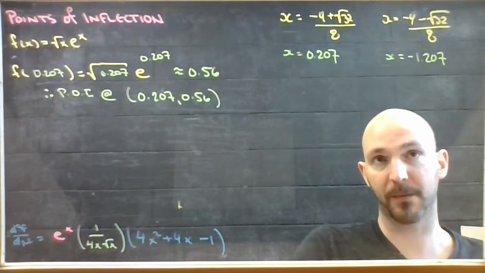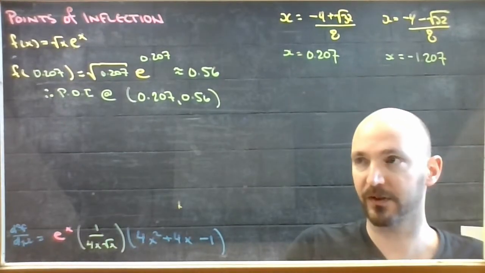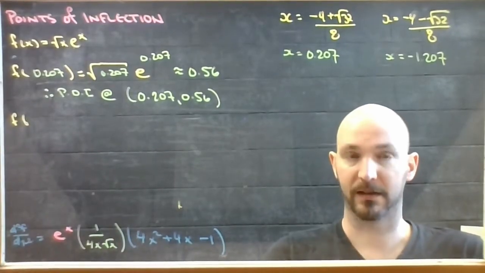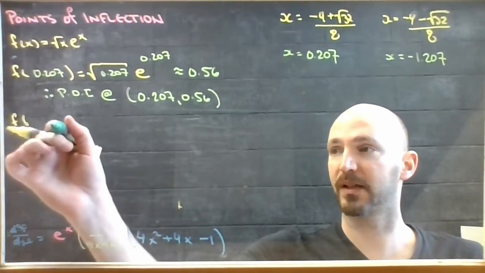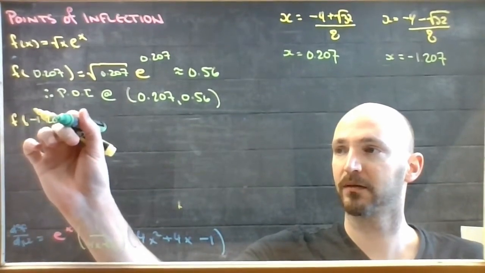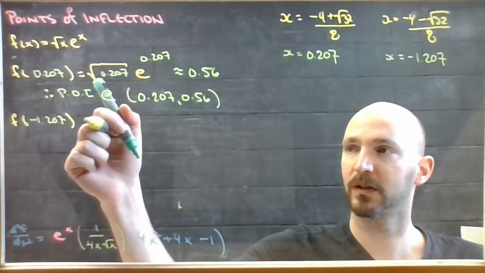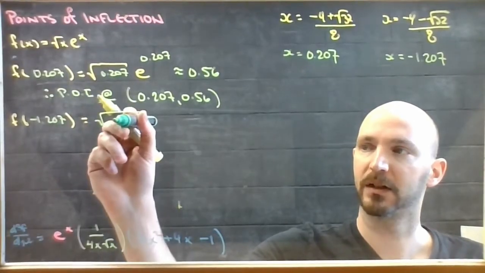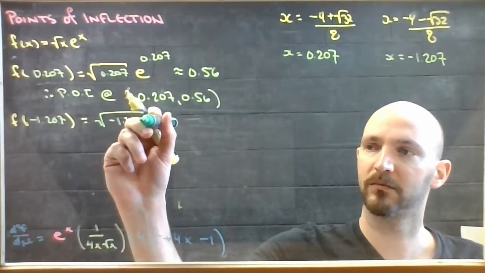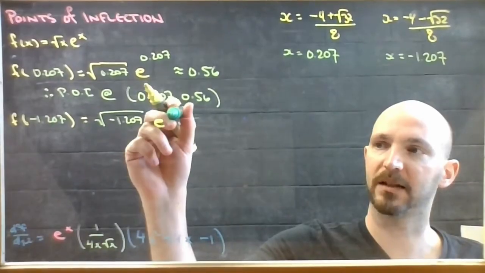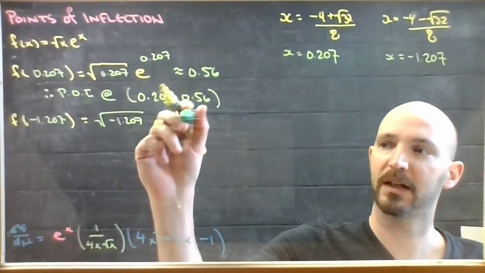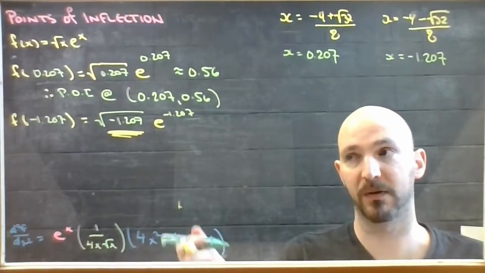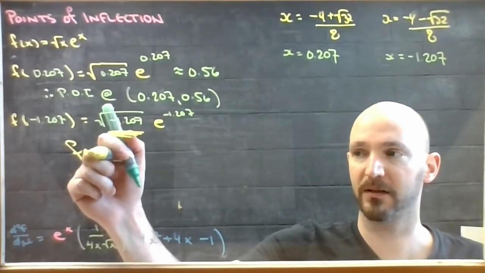Okay, the other option is to pop this into the function. F at -1.207 equals the square root, should be in yellow, times e to the -1.207, and immediately this is problematic. You can't take the square root of a negative, so this one is going to fail.